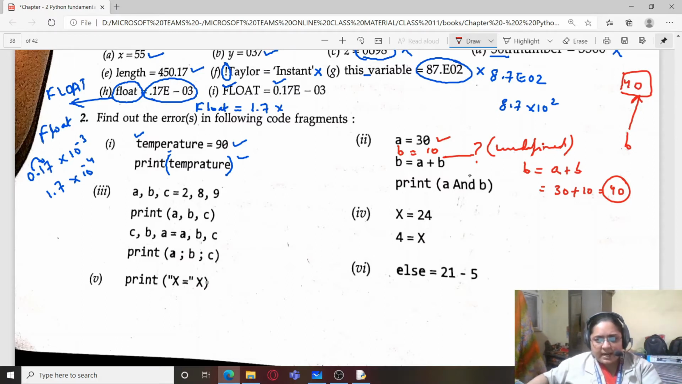Print A and B. Now this "and" is wrong. Instead it should be "and B". So A is a non-zero value, B is a non-zero value. That means non-zero values are always considered to be true. So true and true will give you true, provided you have written "and" properly. So these are the corrections.